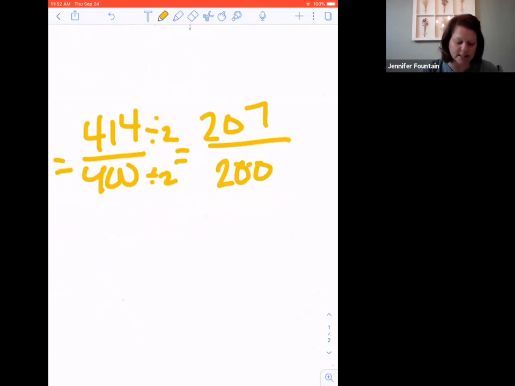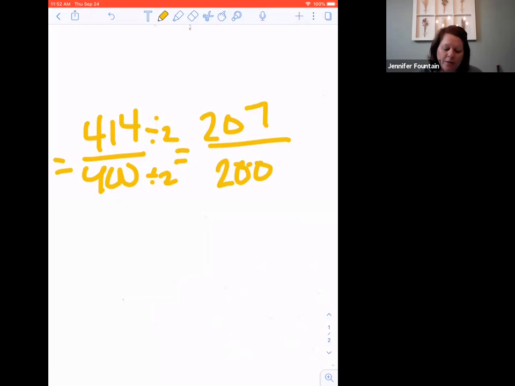Now I can look at these and think about my rules of divisibility. Now I've got 207 and over 200. If you remember the rules of divisibility, again, I can check and see, I know 207 is not even. So I can go ahead and look at that. I can try 3. 7 plus 2 is 9.